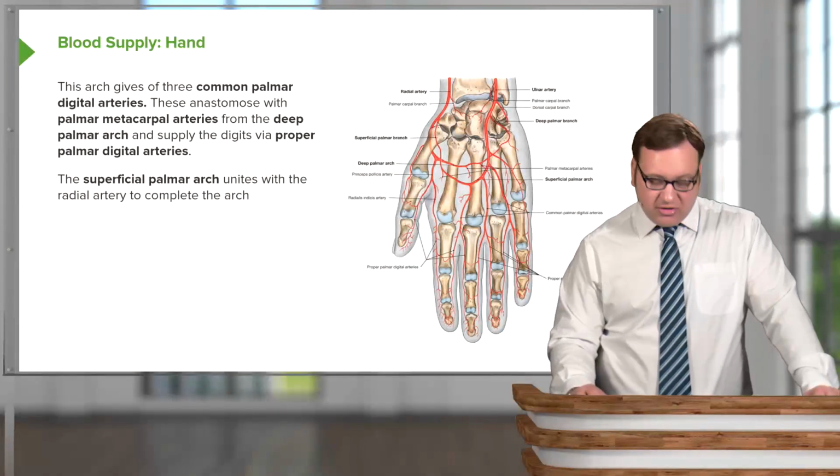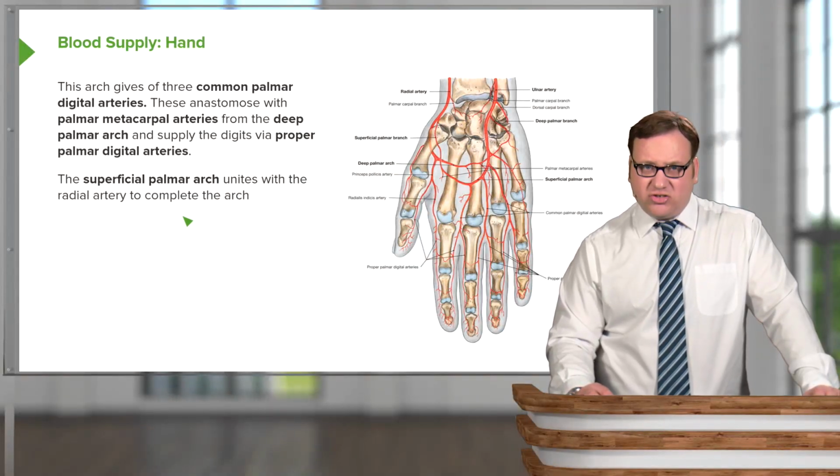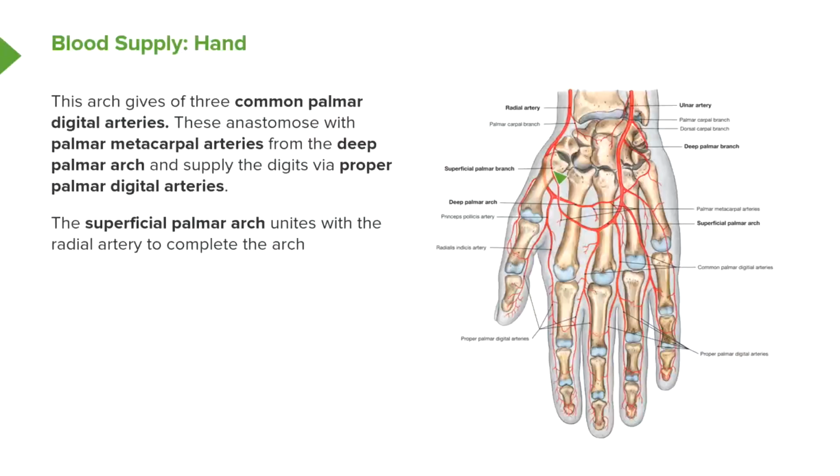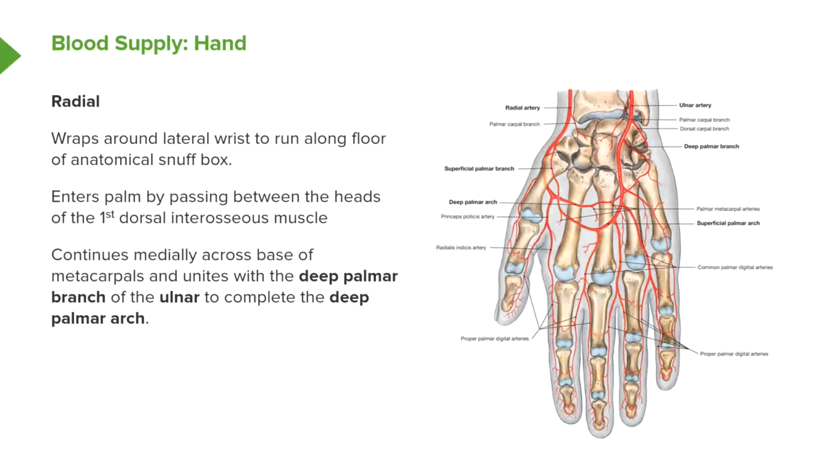The superficial palmar arch unites with the radial artery to complete the arch. Remember, that's done via this superficial palmar branch here. If we look at the radial artery, it wraps around the lateral aspect of the wrist and runs along the floor of the anatomical snuff box. So we can see the radial artery here.